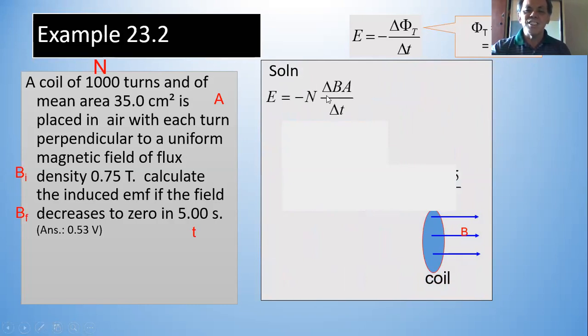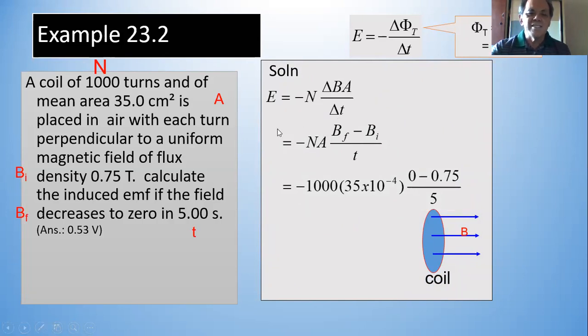Okay, so what is changing? Take the constant out. A can take out and take it down. What is changing is B. Change of B with change in time. N and A are constant. B is the one changing, final minus initial. So N is 1000. A changing to meter square. Initial, final one is 0. Initial 0.75. Time is 5 seconds. And calculate out. I said don't bother about negative sign. 0.53 volt.